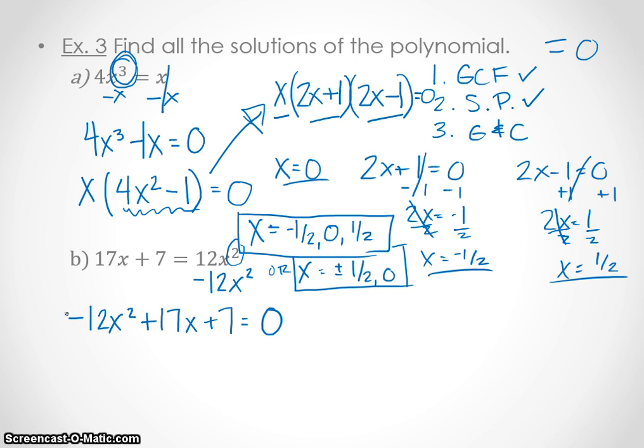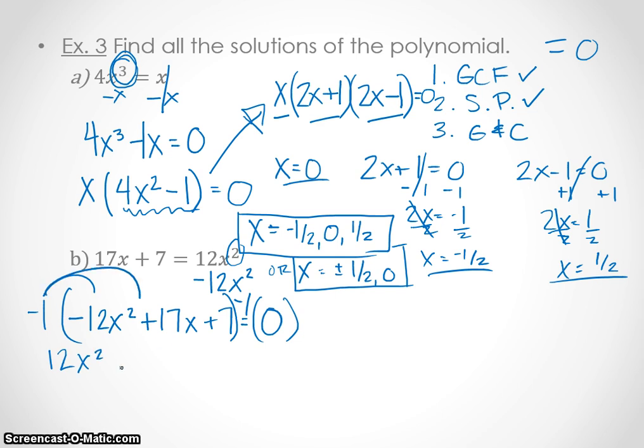Now, you can do this, but it makes this first term negative, which I don't really care for. So let's actually switch all of our signs. We're going to multiply everything by negative 1. Obviously, we got to do it on both sides to make it legal. Just because I don't like this first thing being negative, and it makes things a little bit more difficult. So negative 1 times negative 12x squared is a positive 12x squared.